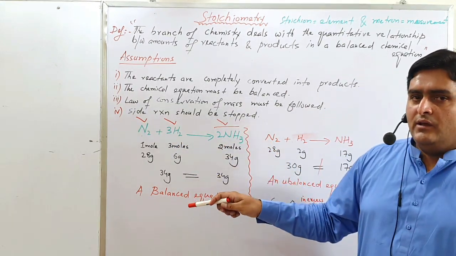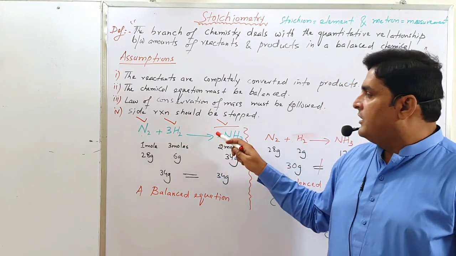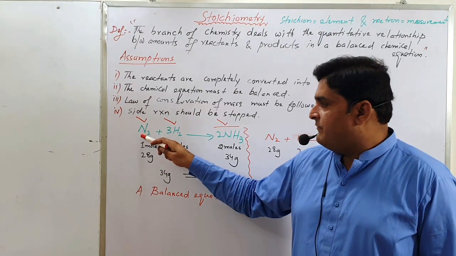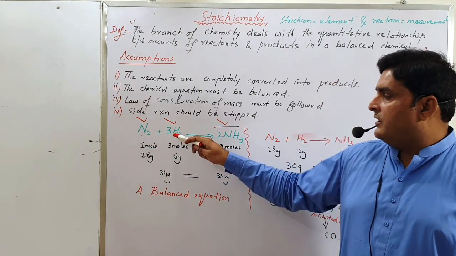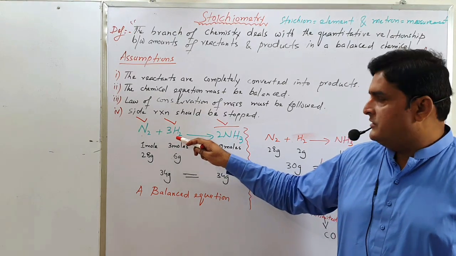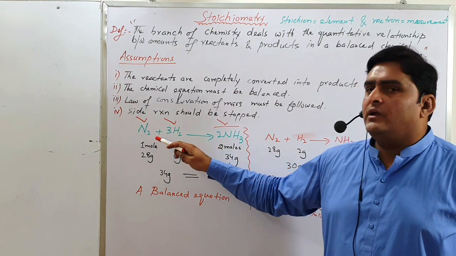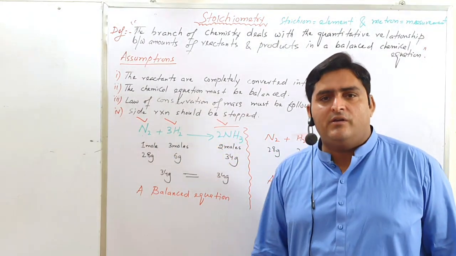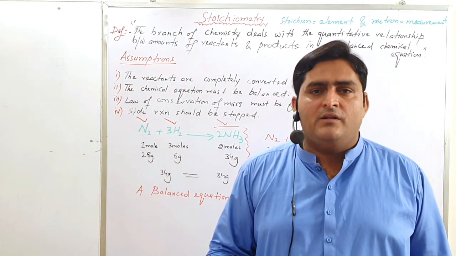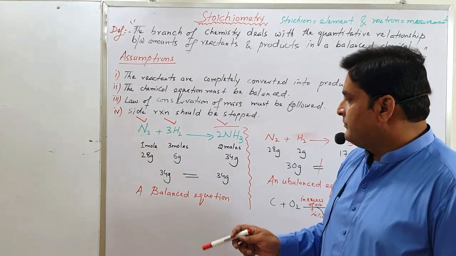The other way is that we use symbols and chemical formulas. Instead of writing nitrogen in words, we have written its symbol. Instead of writing hydrogen in words, we have written the molecular formula of hydrogen and the molecular formula of ammonia. This way of representing a chemical change is called a chemical equation. So what is a chemical equation? The symbolic representation of a chemical change is called a chemical equation.